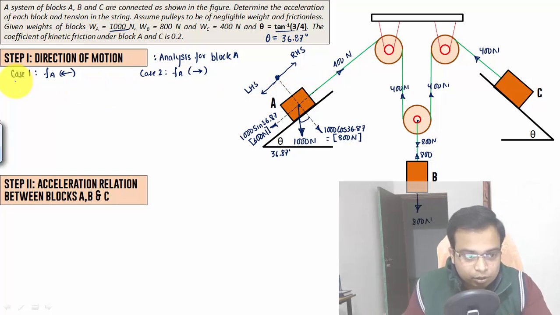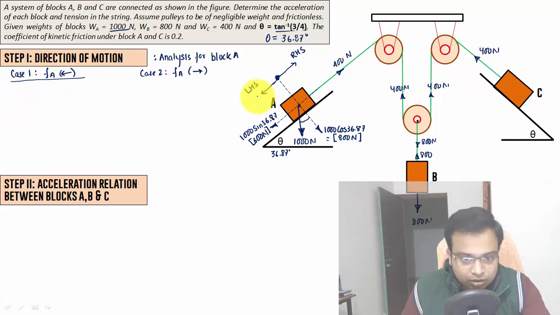So first of all, we're going to assume that friction is along this direction, in the direction of this 600 Newton force. So LHS in that sense will be equal to 600 plus friction. Let's say friction is acting along this direction. But how much is its value? Well, that has to be worked out.